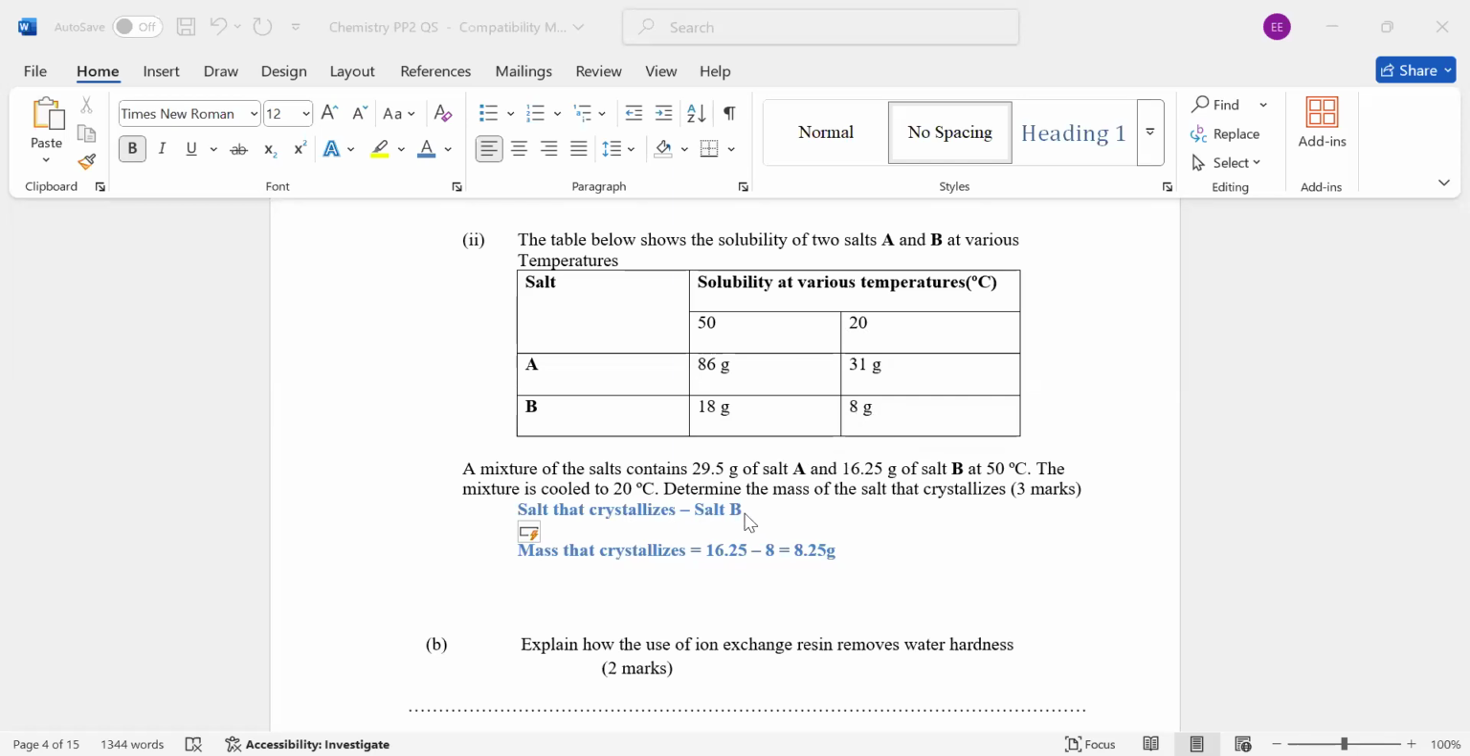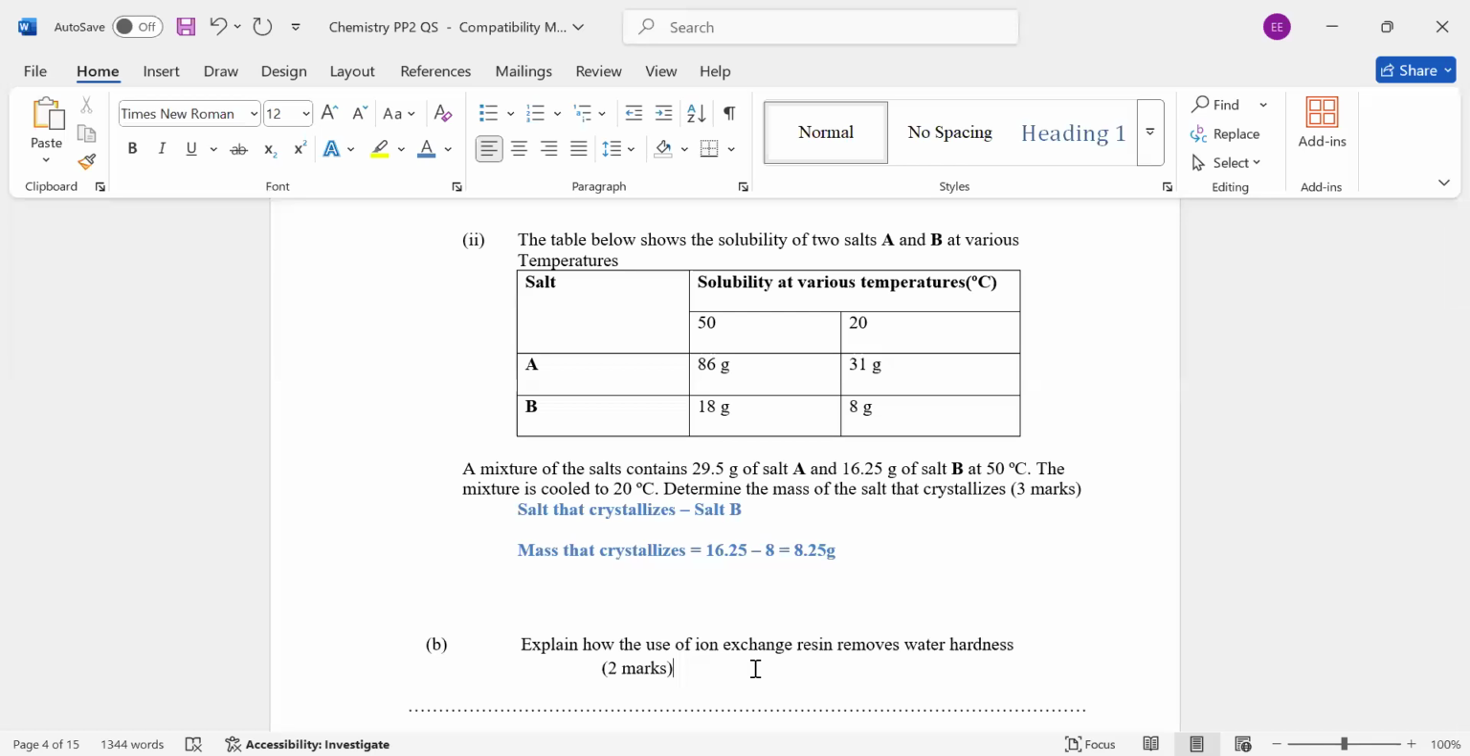So the salt that crystallizes will be salt B. And that mass will be the mass that has been given here, 16.25, and then we subtract the minimum mass that is required for it. We get that. I believe I'm clear on that. If there is no question, let's move to the next question, that is question B.